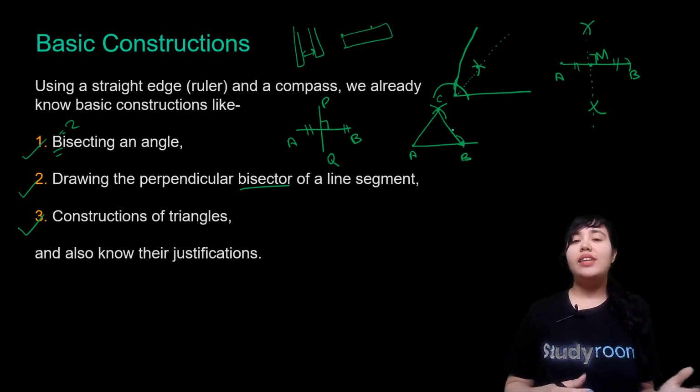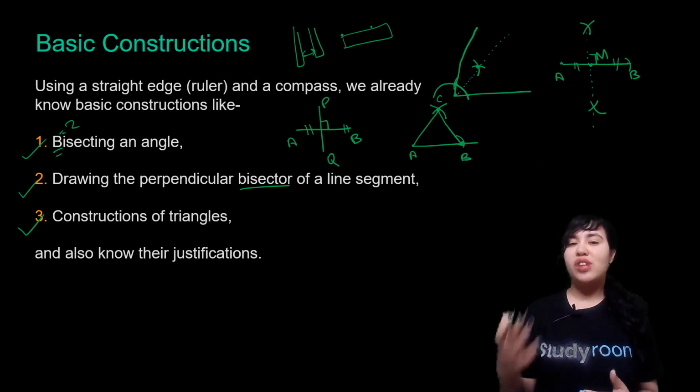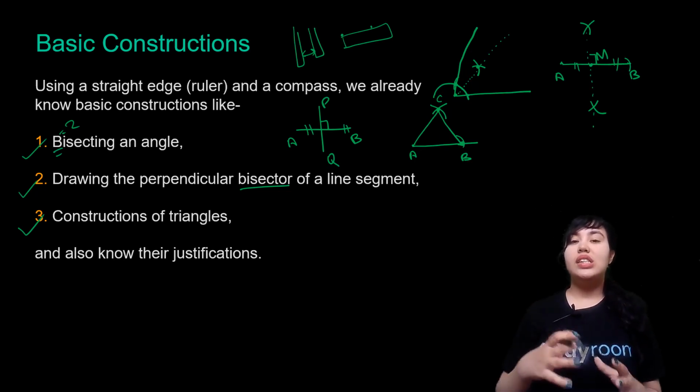And in class 9, we also saw how these constructions even work. So in this chapter also, we'll proceed in a very systematic way. We'll take up some new constructions, and we will also see how they are working. What is the reasoning behind them?